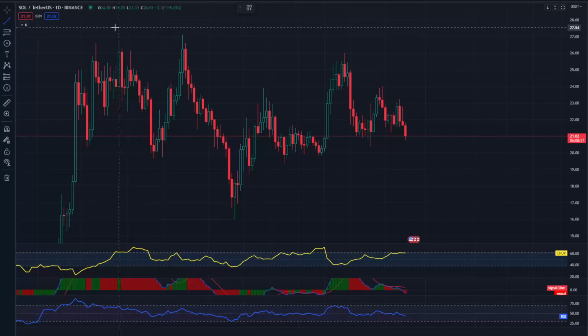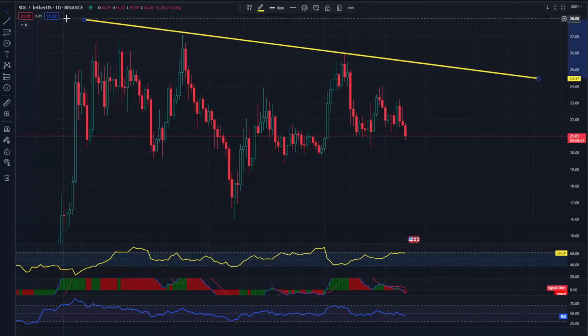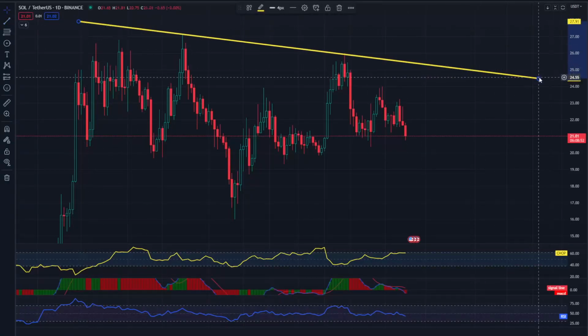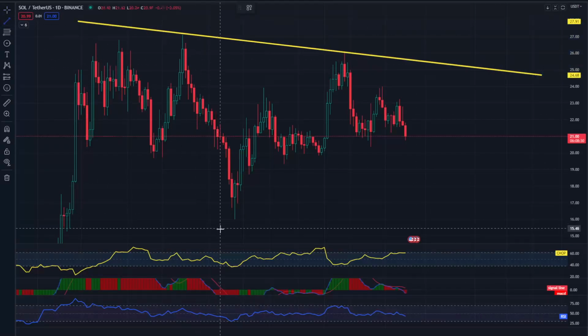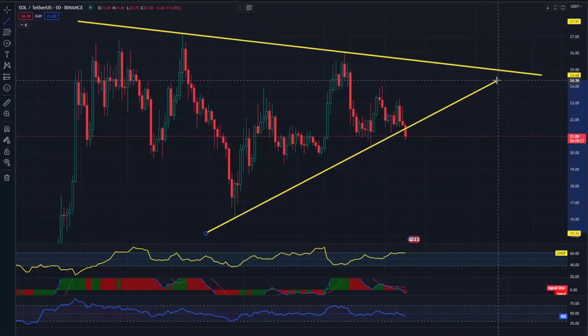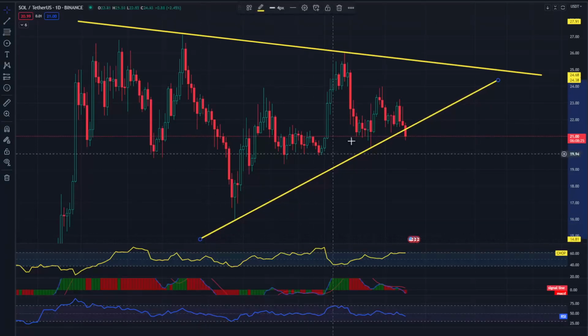The last one in today's chart is the chart of SOL in pair to USDT on a one-day interval. First, we will mark the triangle with the yellow lines, which, as you can see, the price has left the bottom.